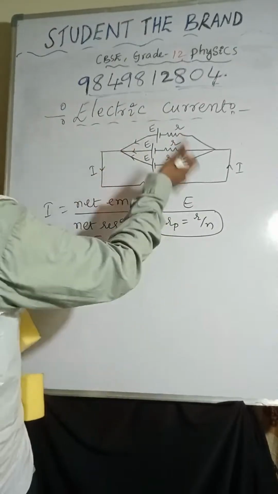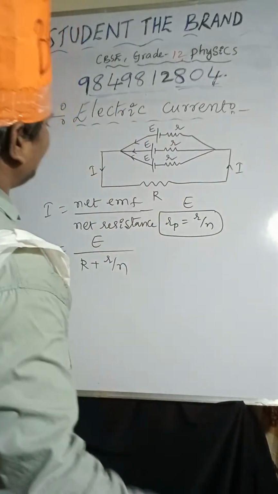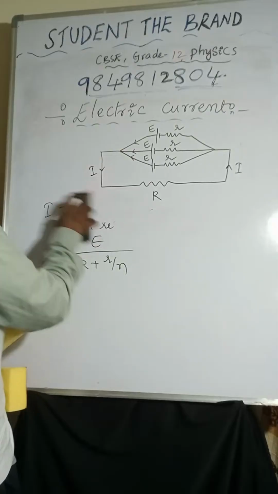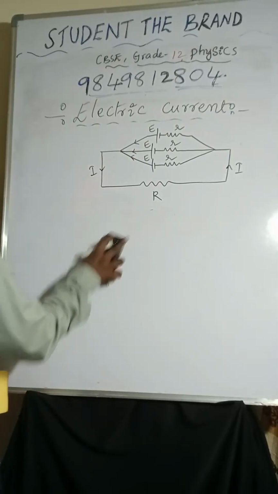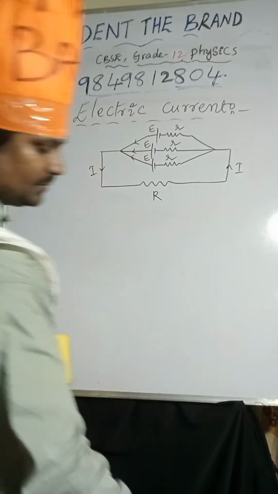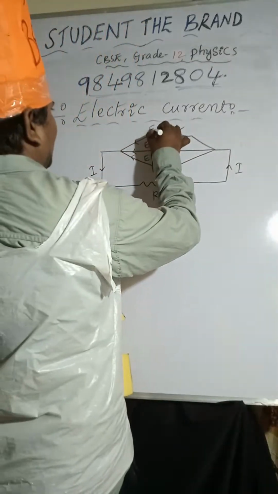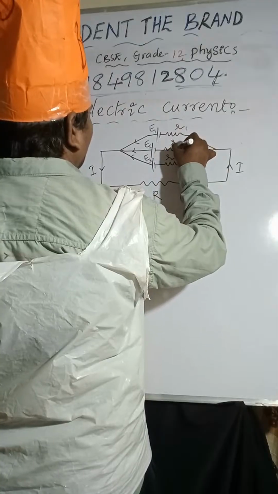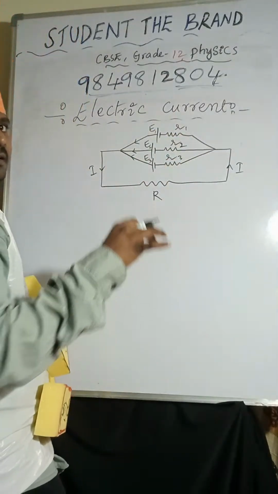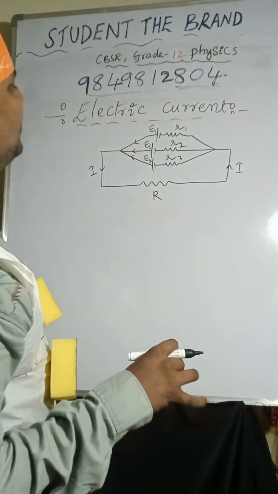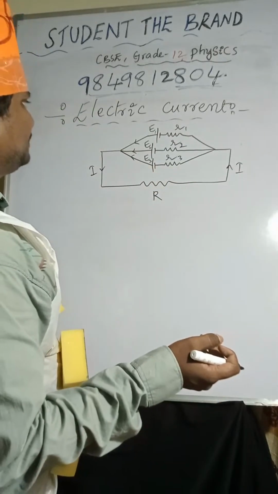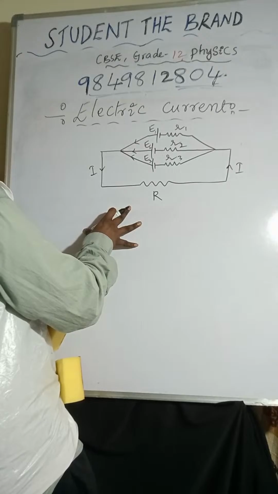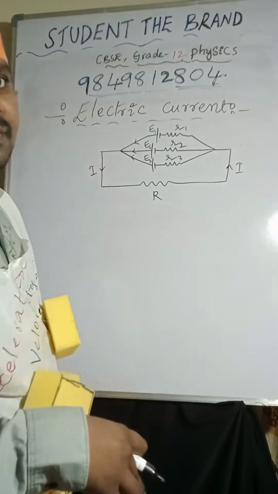If the EMF is different and the internal resistances are different, then what about the resistance? What about the current? We'll discuss now. A small change: E1, E2 and E3 are different EMFs, with internal resistances R1, R2 and R3 different. So the EMF is also different. At that time, what is the formula?